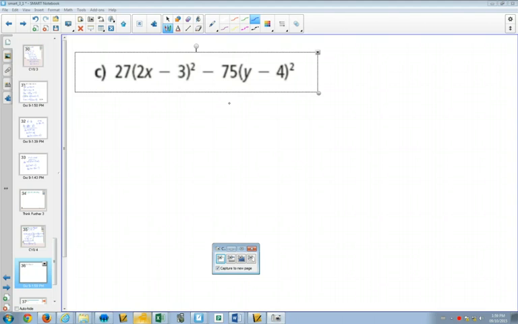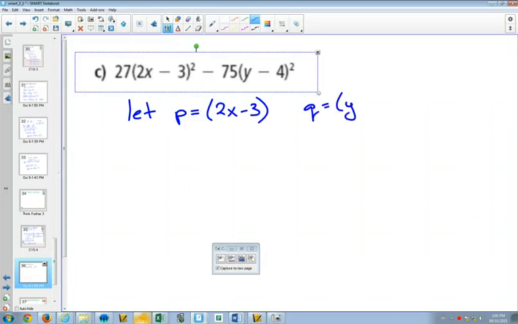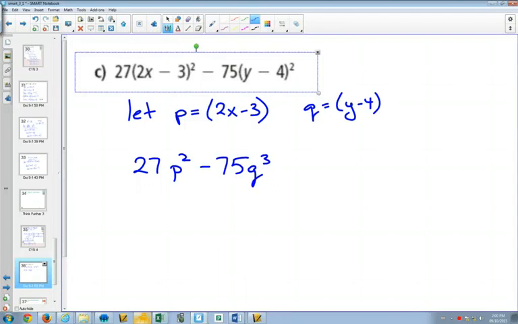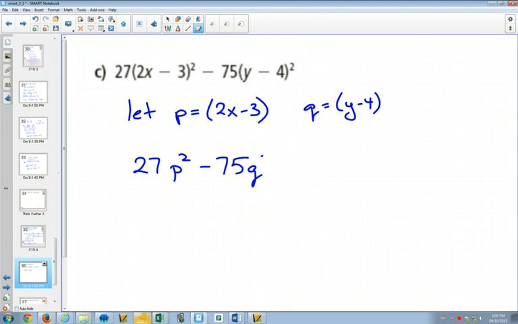So why don't we, because you can't do it directly, this is often a place where it makes sense to use a substitution. So I'm going to start by making p 2x minus 3 and q y minus 4, just so that we change our expression to something that looks simpler. So at this point, it looks simpler. But again, I can't factor this. Whoa, where'd the 3 come from? Sorry about that, guys. There's a 2.